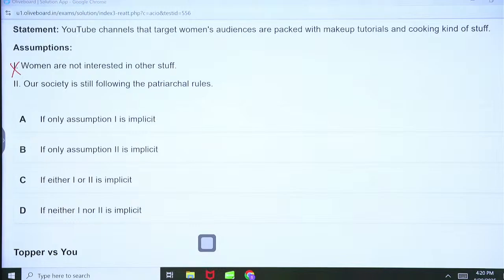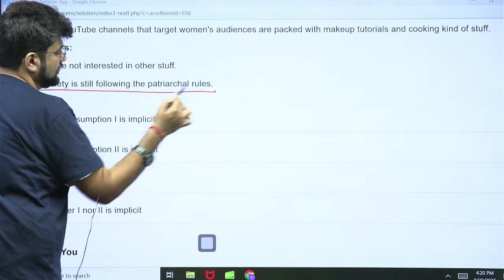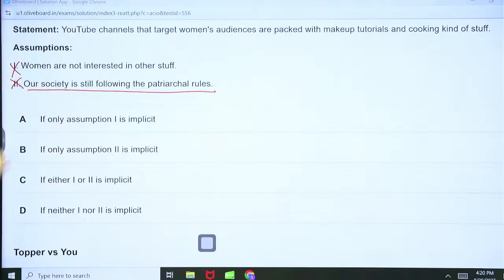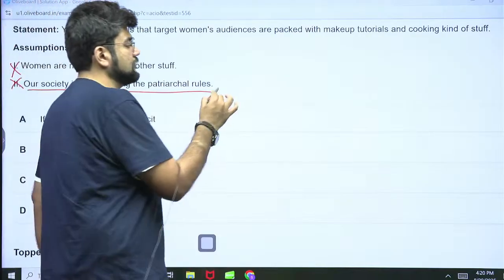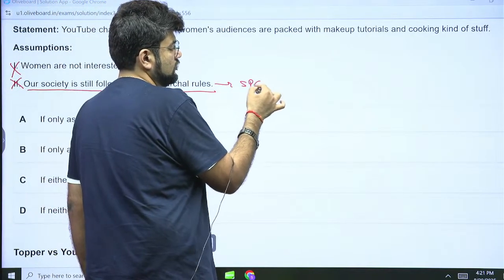The other one is, our society is still following the patriarchal rules. A lot of people end up falling into this trap and they think that this might be correct, but this is not. Why this is not? Because this is very specific.